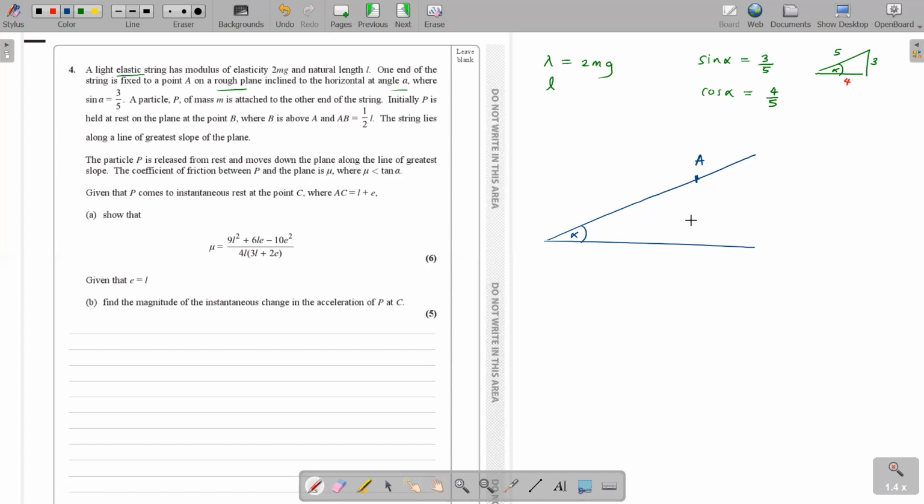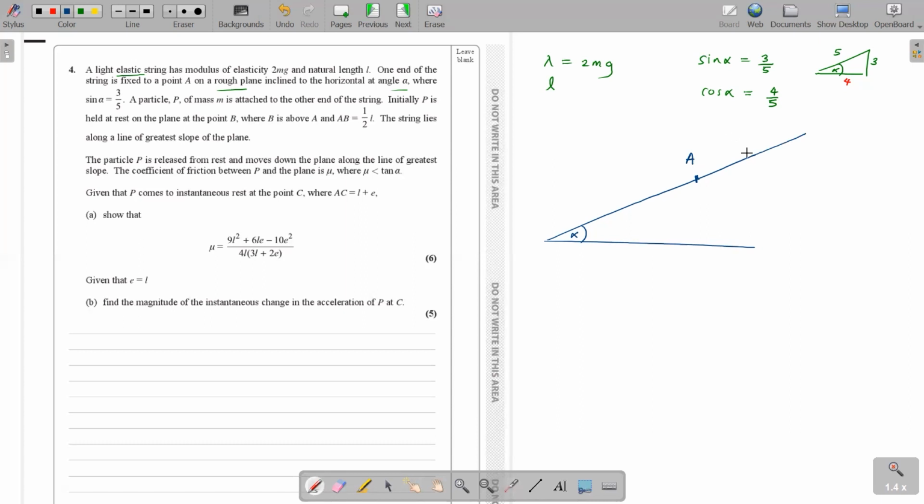Now at the point A, they have fixed the string to the plane. Let me try to mark it properly. And then it's basically a string. So what they're saying here is that initially P is held at rest on the plane at the point B, where B is above A. So you have B above A and AB is half L.